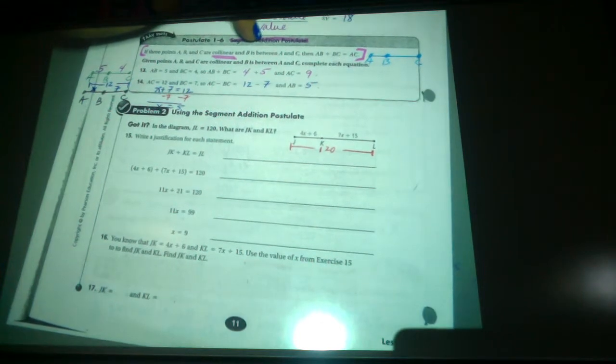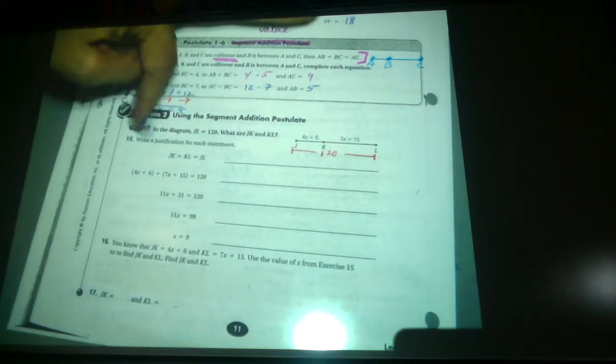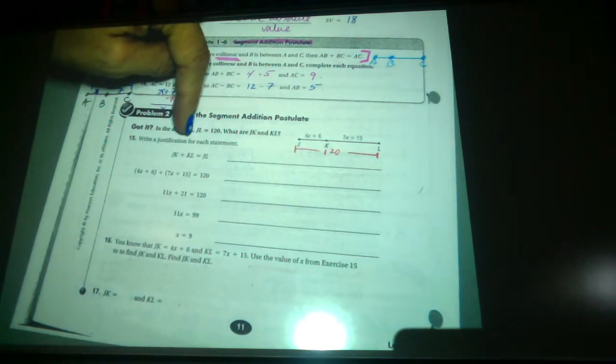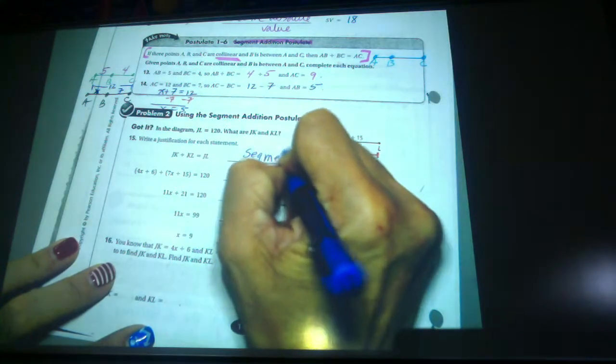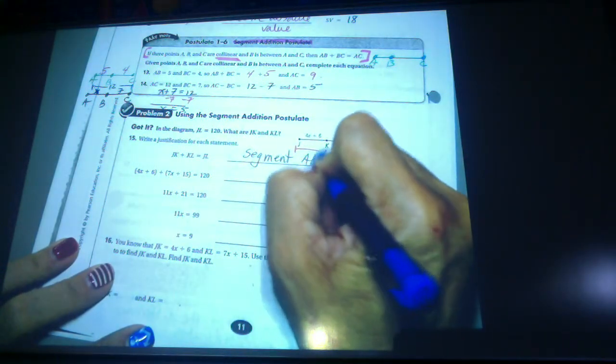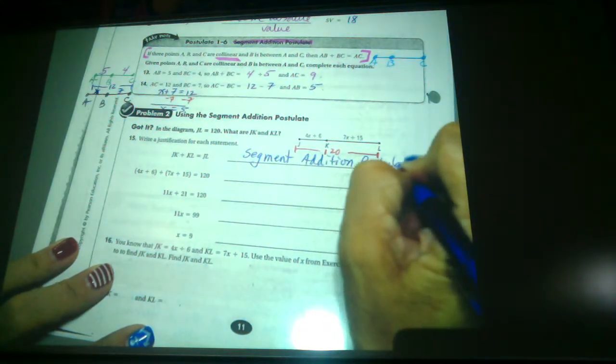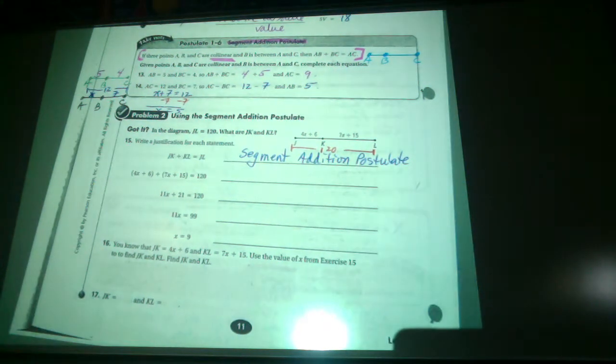Segment addition postulate says so, doesn't it? The two smaller pieces add up to the larger piece. So we start to use these postulates as justification. So this is your segment addition postulate. You are training your brain how to think in this logic reasoning manner.